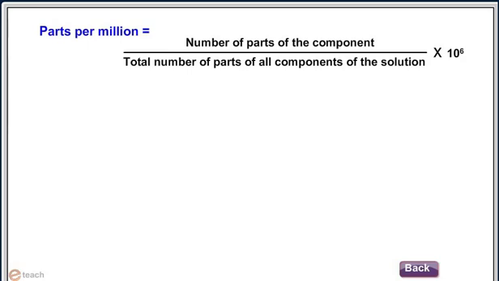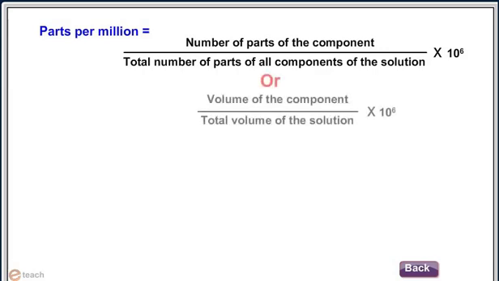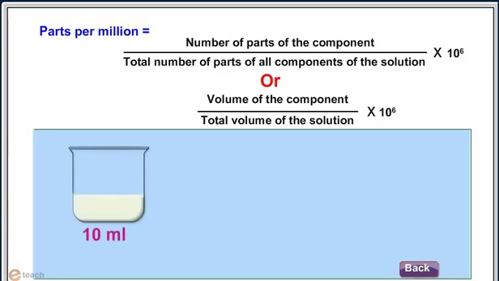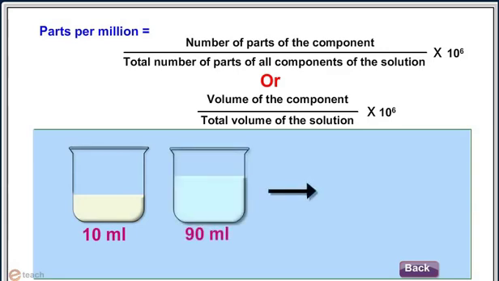when defined in terms of volume to volume is the volume of the component divided by the total volume of the solution, into 10 to the power 6. For example, in the figure shown, 10 ml of glucose is mixed with 90 ml water to make a 100 ml solution. Then parts per million becomes 10 by 100 into 10 to the power 6, which is 10 to the power 5.